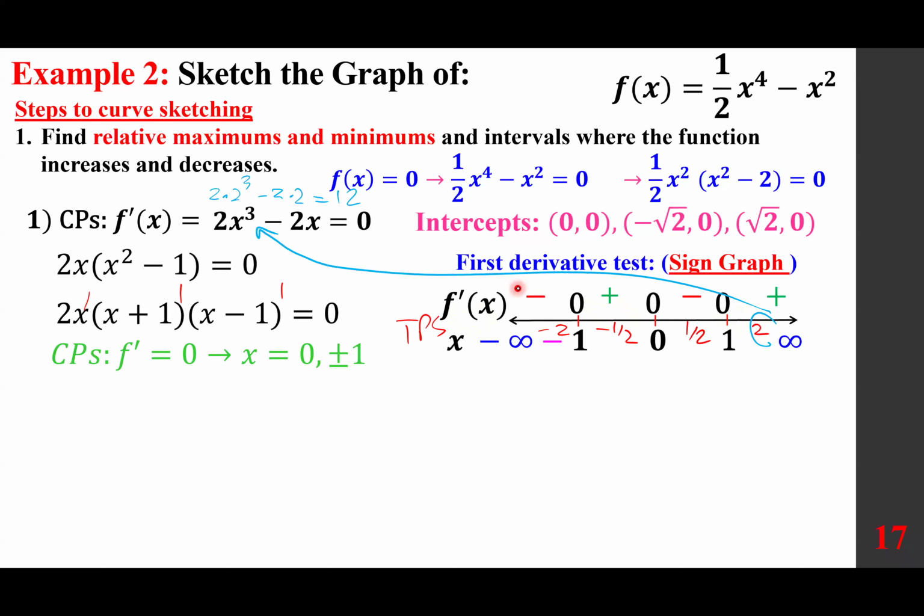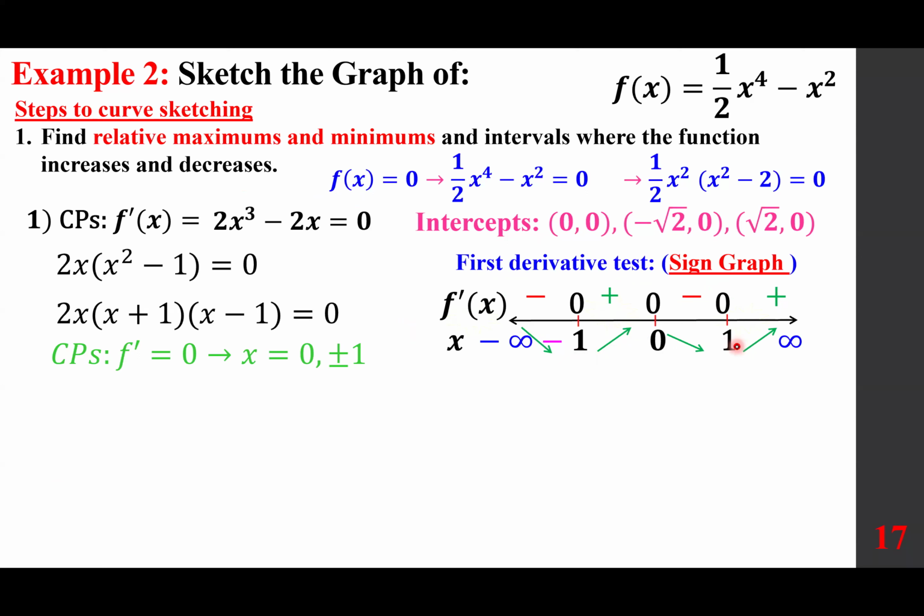Okay. I'm going to erase my work. And so I'm going to throw in the arrows. Arrow down, decreasing; arrow up, increasing. So this is a local min. Up and down, local max. Down and up, local min.